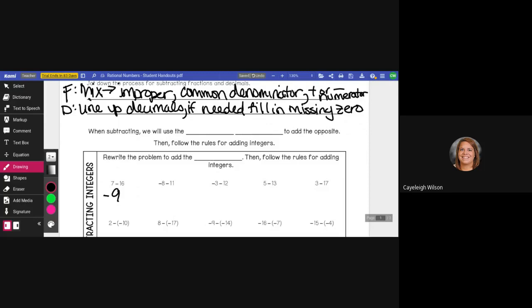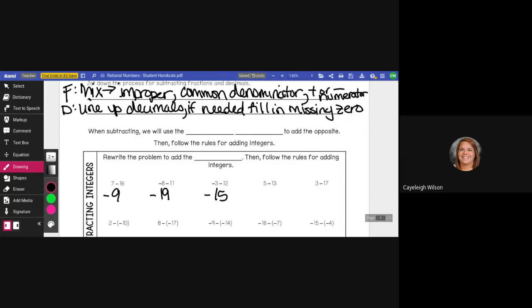The next one, negative 8 minus 11. They're negative 8, negative 11. So they're same sign, add and keep. So 8 plus 11 is 19. I'll keep my negative. Okay. This one, negative 3 minus 12. Negative 3, negative 12. So same sign, add and keep. So 3 plus 12 is 15. I keep my negative.